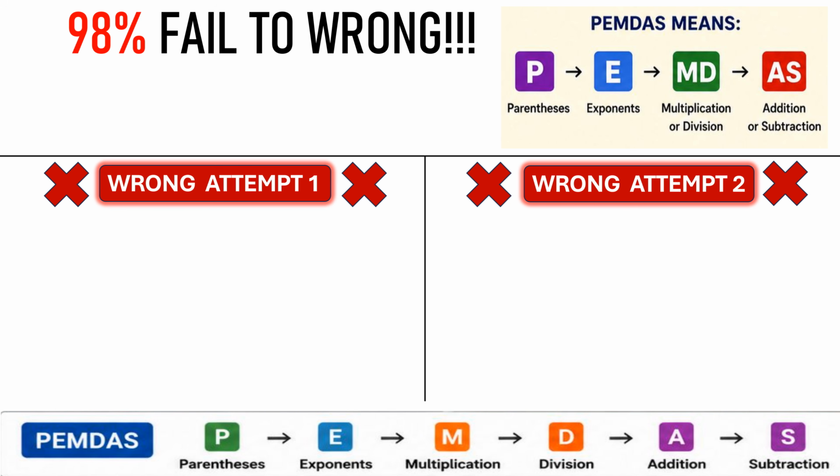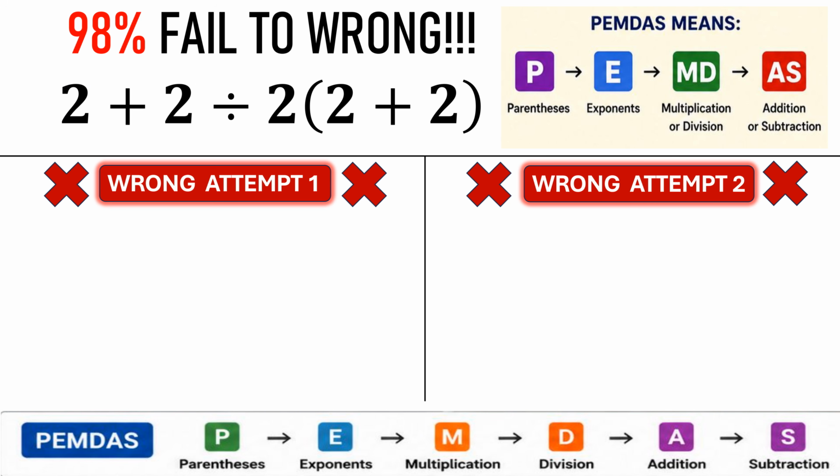Take a look at this expression. We have a seemingly simple question: 2 + 2 ÷ 2 × (2 + 2). But here's the interesting part. Many people arrive at the wrong answer because they don't follow the order of operations.